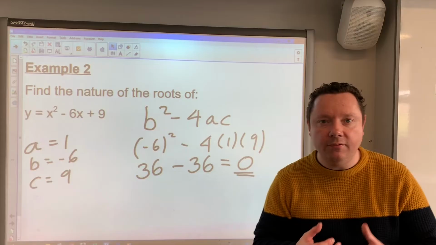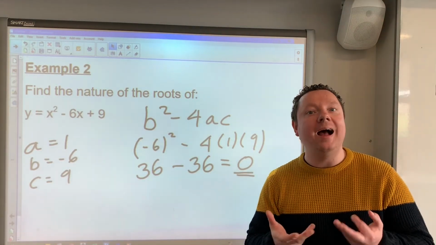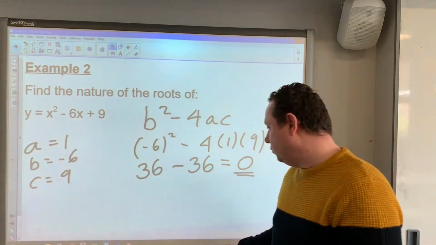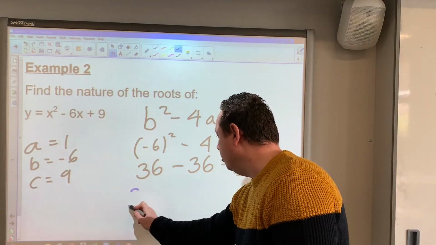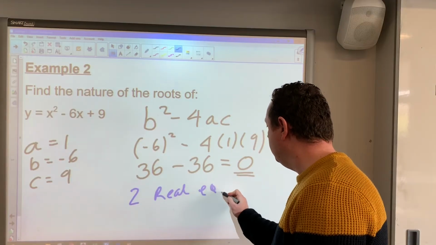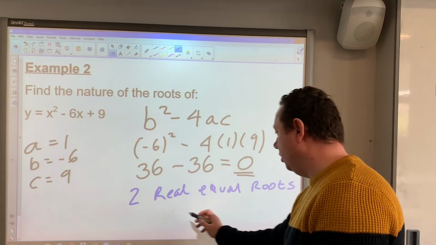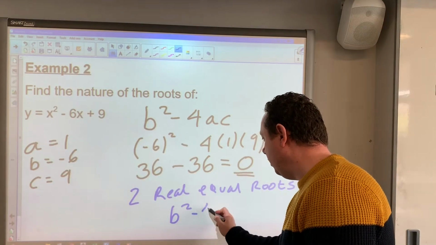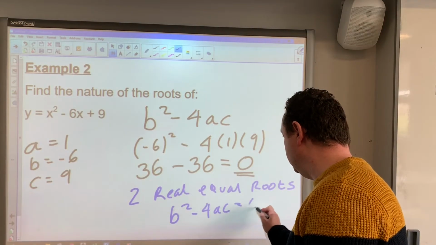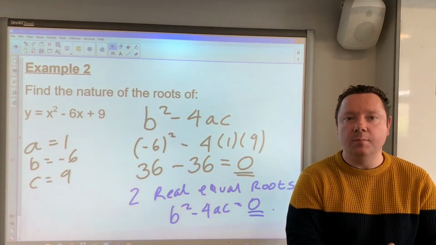So we know that if the discriminant is 0, there are 2 real and equal roots. So that's what I write down: 2 real equal roots, because b squared minus 4ac equals 0. That's as simple as that for example 2.